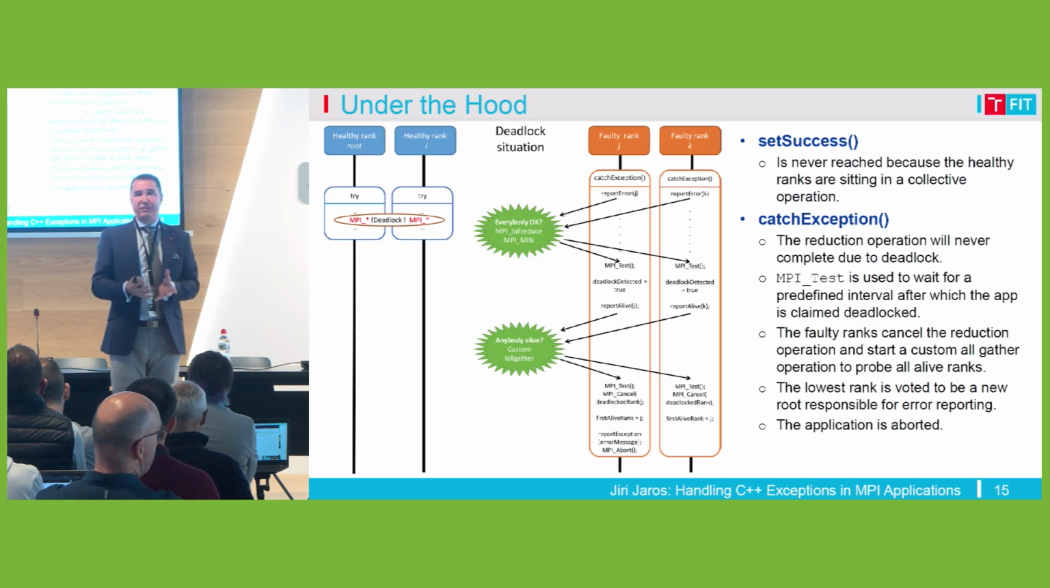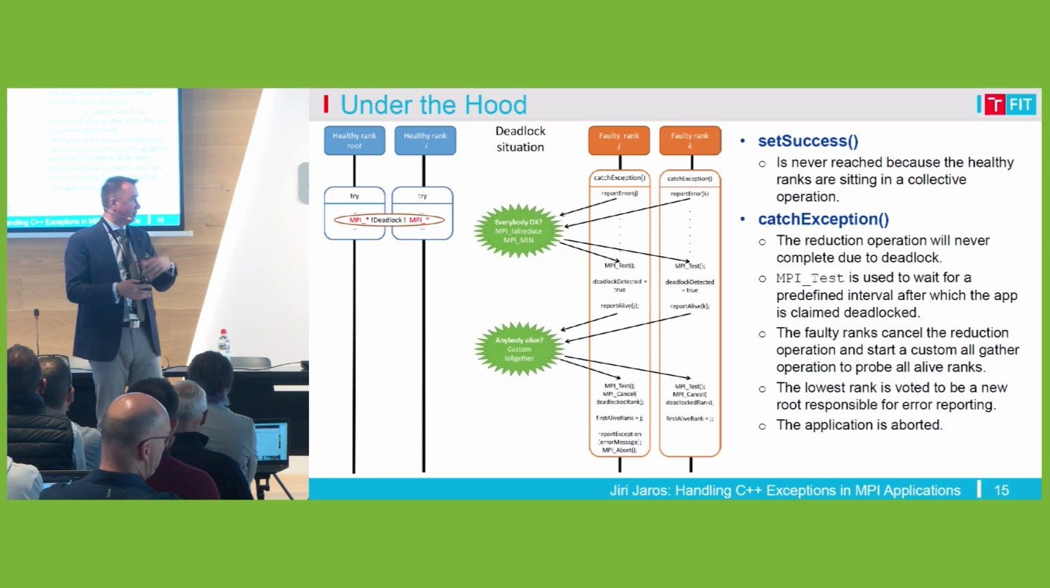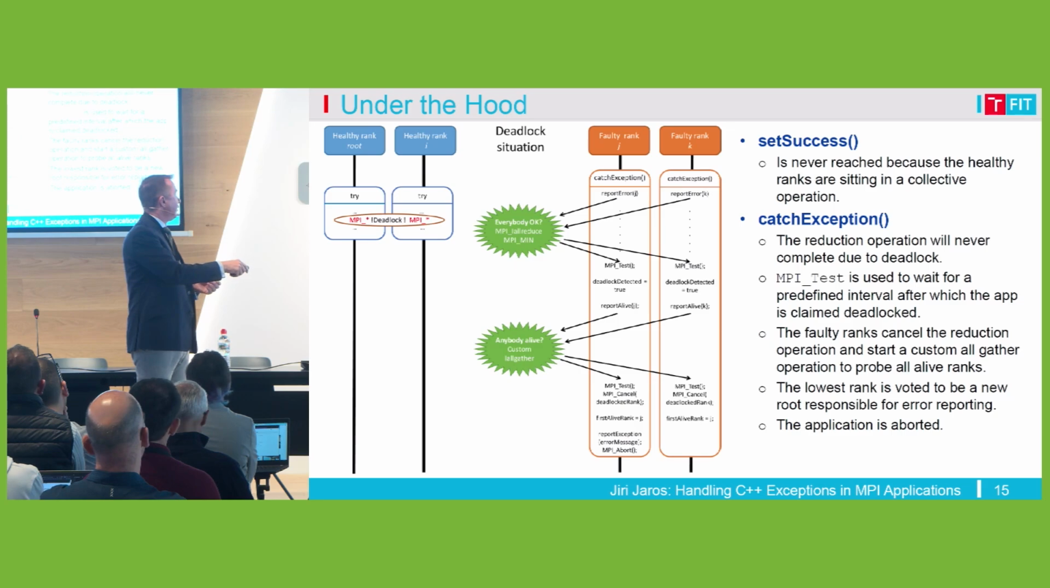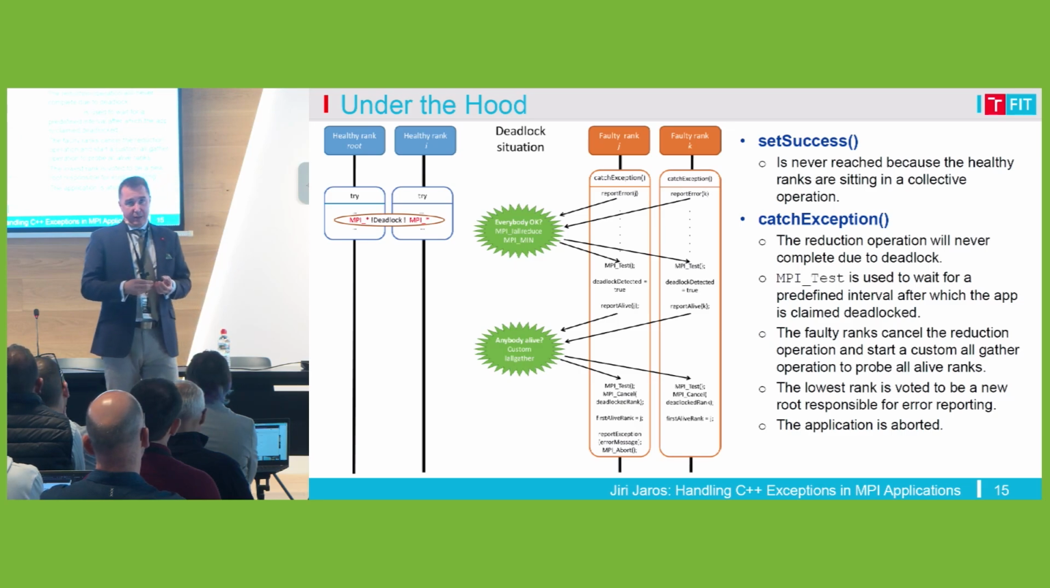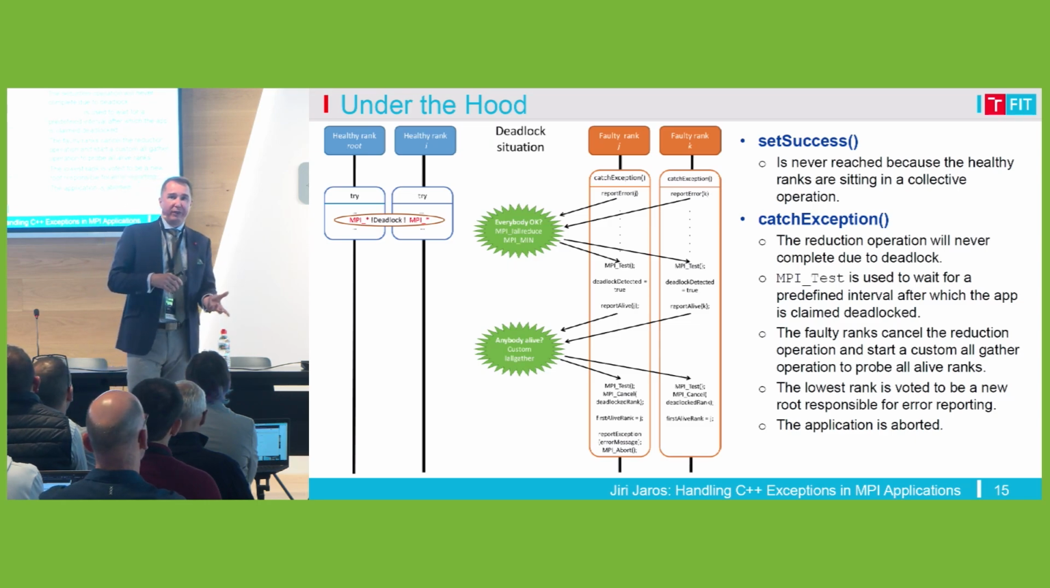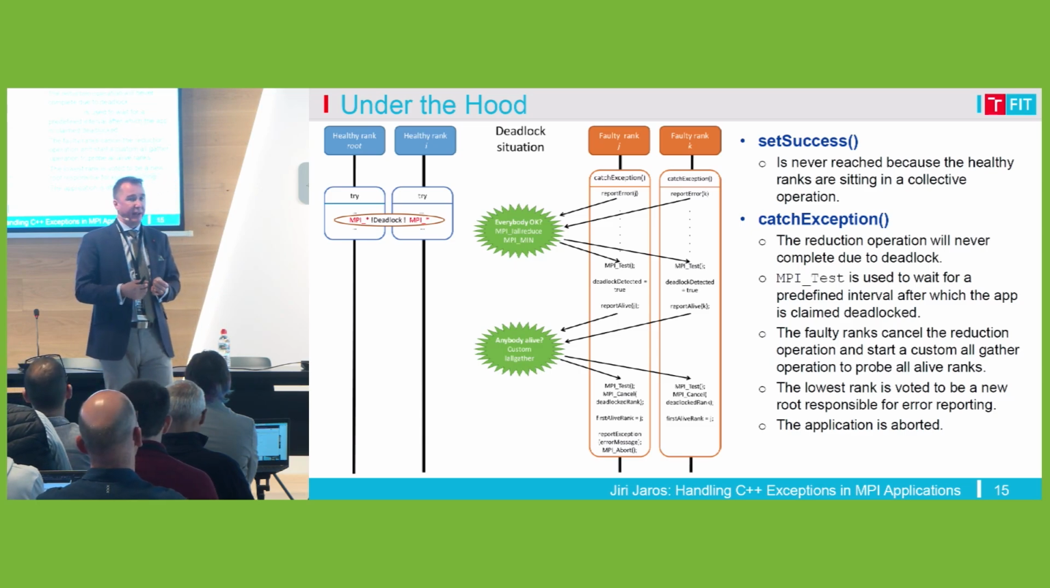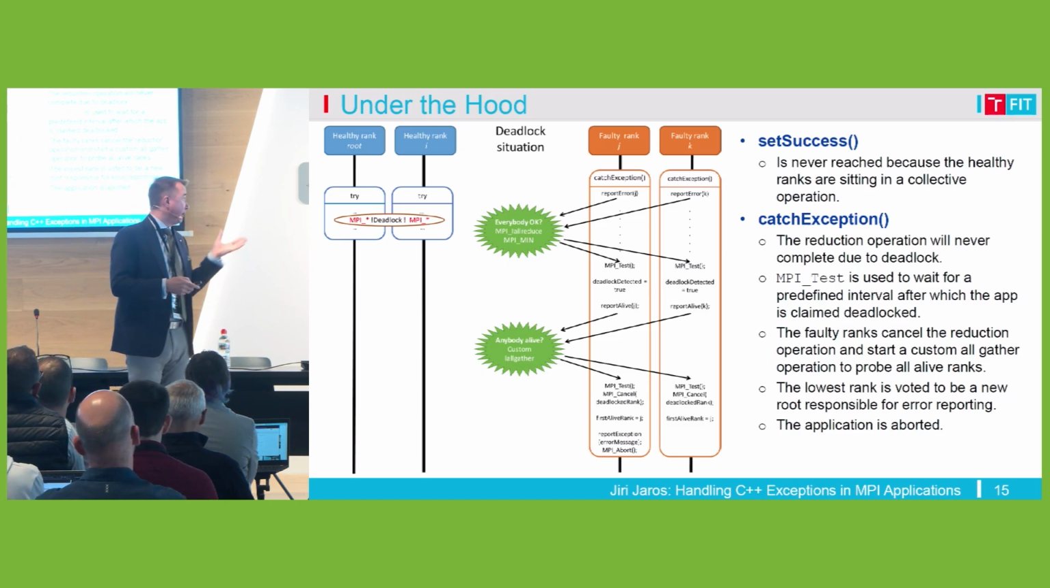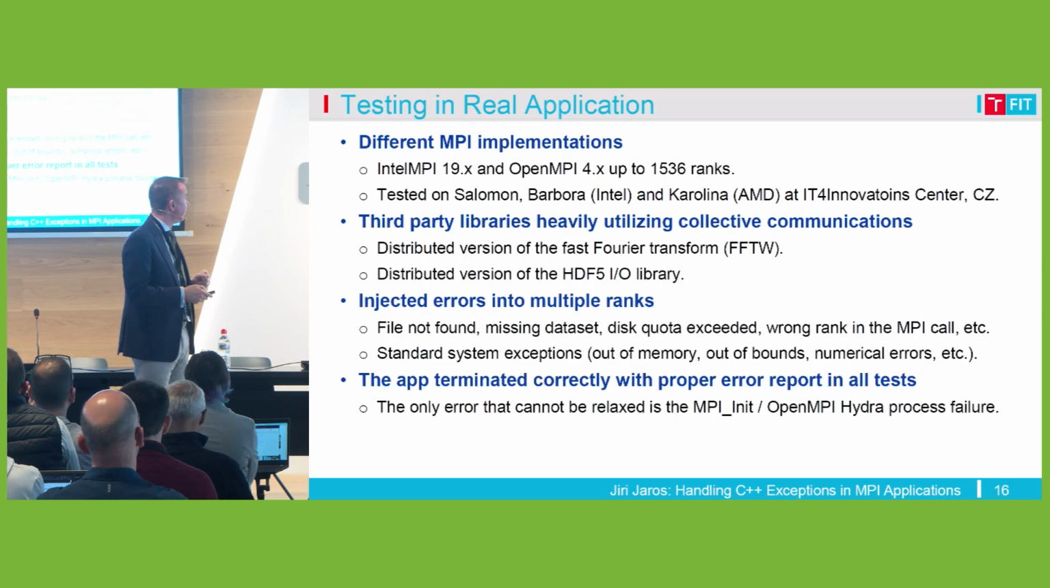So among these ranks, then we vote the leader, which is usually the rank with the lowest rank, and this rank will then get the information about the error, cancel all other pending communication, print out the error message, and at this point, the only thing we can do is really to call MPI abort and hope the MPI system will terminate the whole application. But still, we have a single nicely formatted error message.